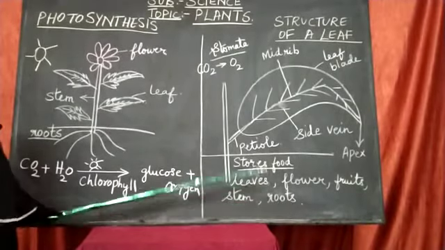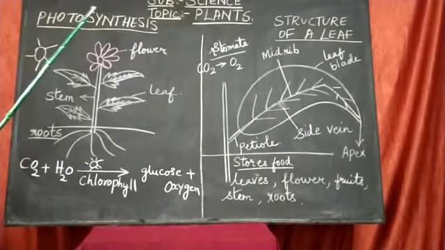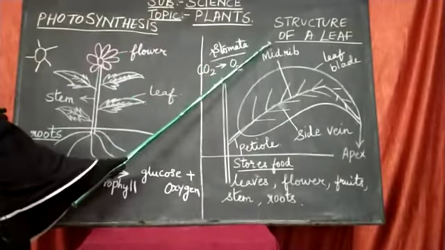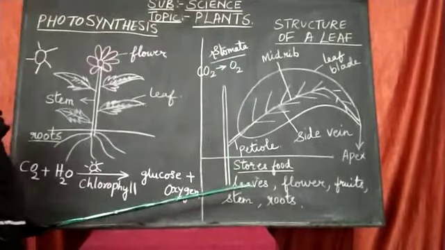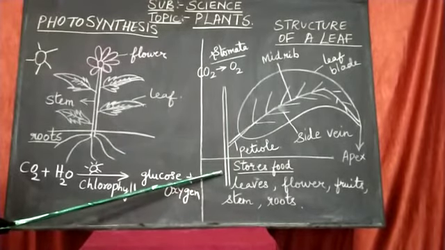So today you have learnt photosynthesis, the structure of a leaf, and the parts where the plant stores its food. Okay students?